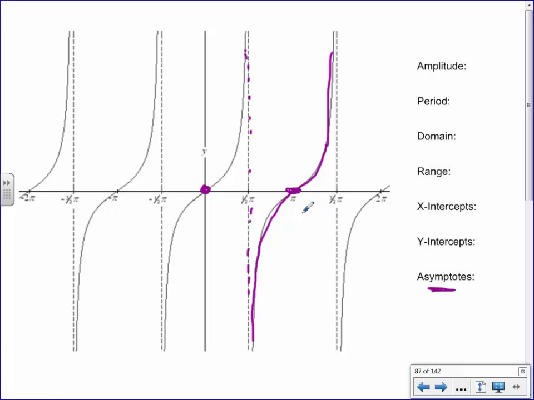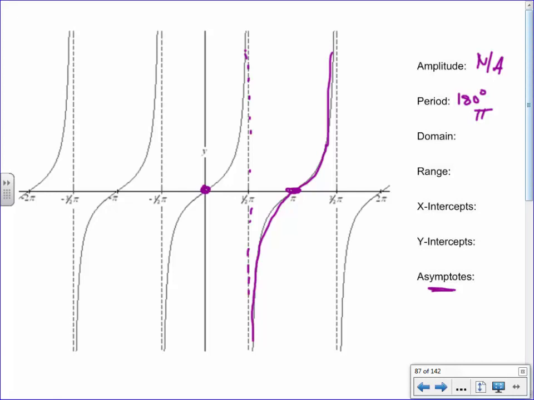So you guys are supposed to know what this graph looks like. I know I'm running out of time. Amplitude does not apply. There is no amplitude. However, the period of this graph is either 180 degrees or pi. The reason why is that unlike sine and cosine, which has to go positive quadrant, negative quadrant, this one basically goes whoosh, asymptote, whoosh, asymptote, whoosh, asymptote. And so it doesn't have to happen every 360 degrees. It actually happens every 180 degrees.